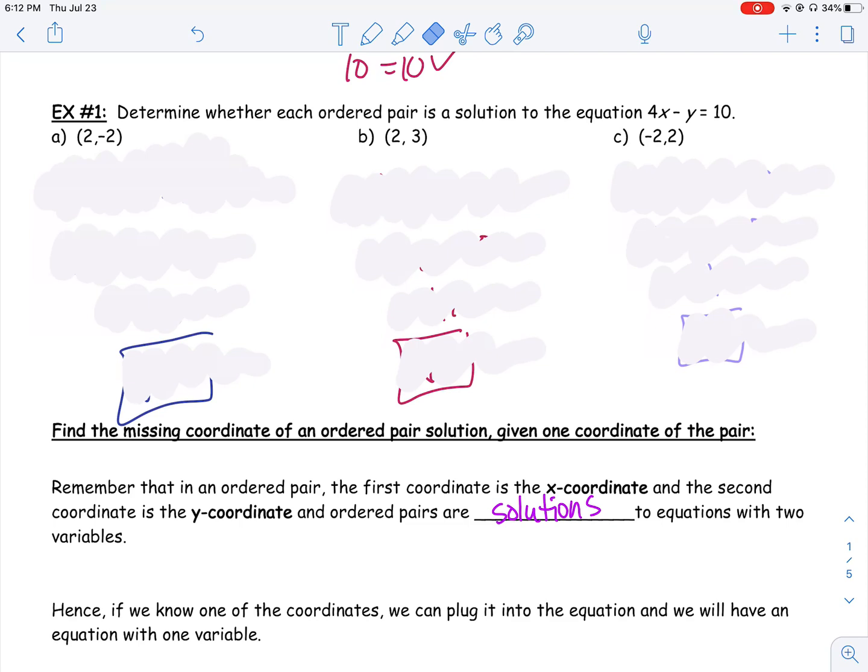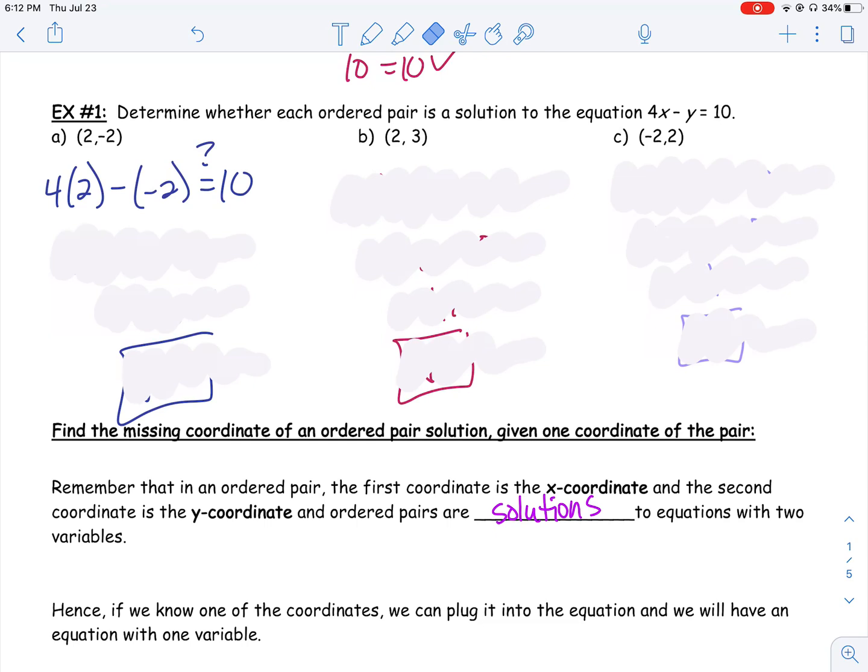If you look at example number 1a, it looks like I have the point (2, -2). And we want to determine if that ordered pair is a solution to the equation 4x - y = 10. Let's substitute in our x-coordinate, our 2, and our y-coordinate, our -2, and let's see if it's true. Taking my equation, plugging in 2 for x and -2 for y, I ended up with an equation that looks like this. Let's see if that left side equals our right side.